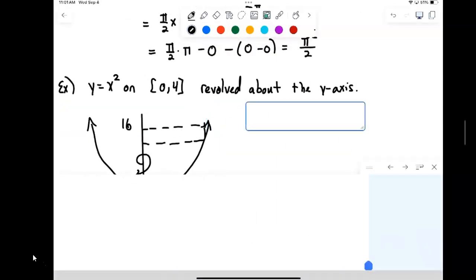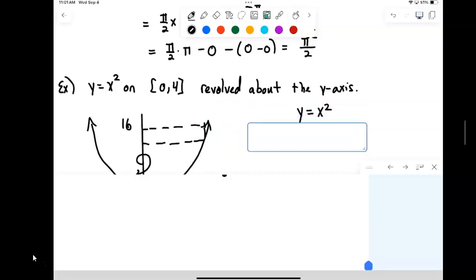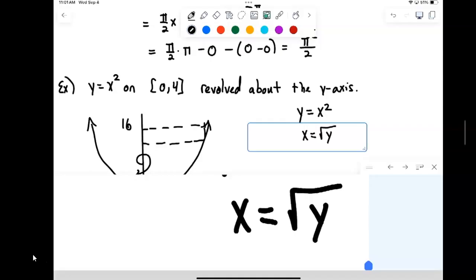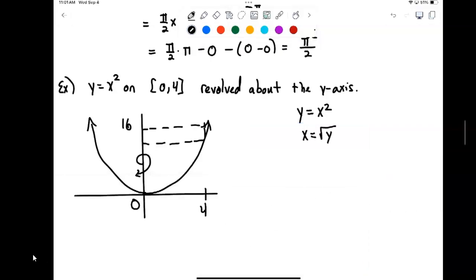So we take our y equals x squared, and we solve for x by applying the square root to both sides. And we get that the x graph we're dealing with, which again is only this portion of the graph, the positive side from 0 to 4, just the positive x squared part of the graph, is the square root of y. Okay, and so with that in mind, we are ready to go now.